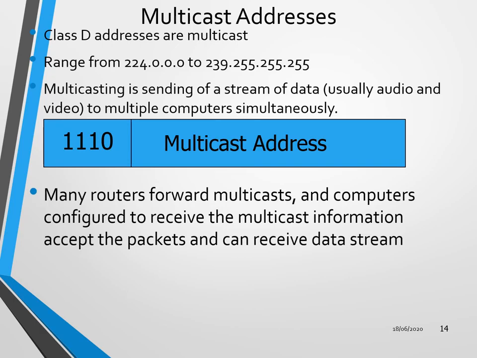Usually for audio and video we use multicast addresses, and in this the class bits are 1 1 1 0 and it belongs to class D, and the remaining part is for the multicast address. So many routers forward multicasts, and computers configured to receive the multicast information accept the packets and can receive the data stream.